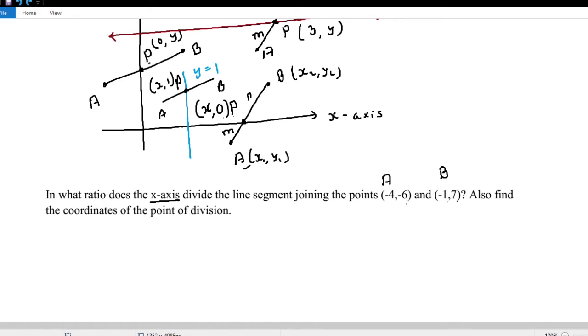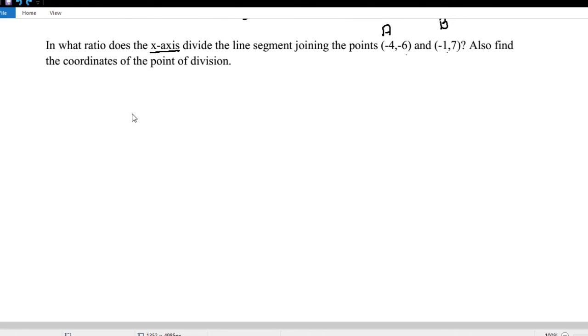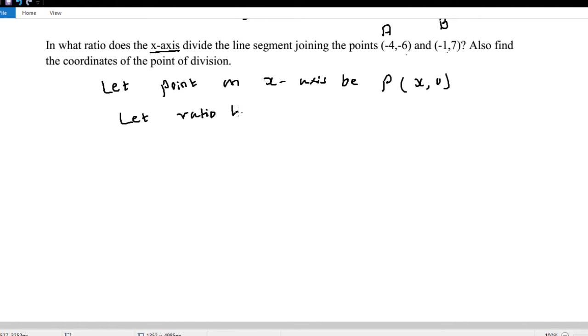Had the statement in the question been y-axis here, then you would have taken 0, y, which is here. Let's take this question. Let's solve this one. Let the point on the x-axis be say P(x, 0), and now this point is dividing -4, -6 and -1, 7 in some ratio. So let the ratio be, what do you want to take? Let us say we take k is to 1. You can take m is to n also, as we have seen before.